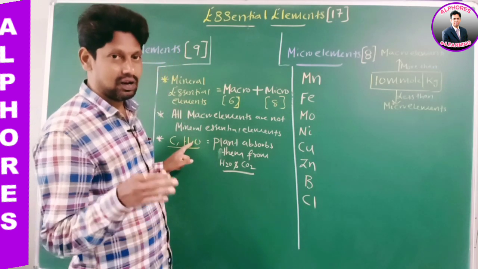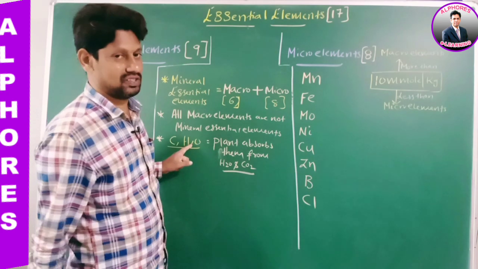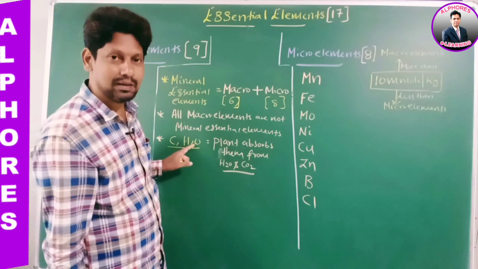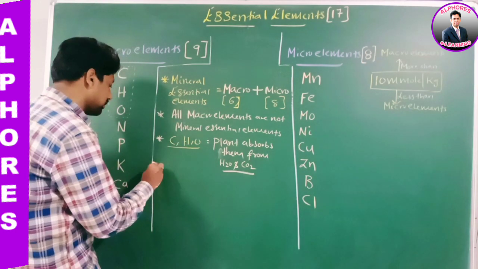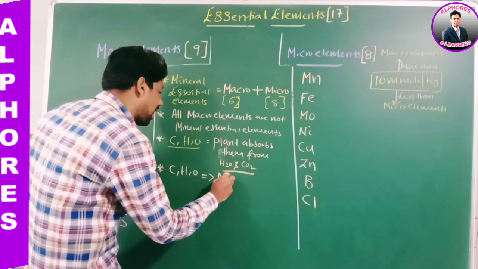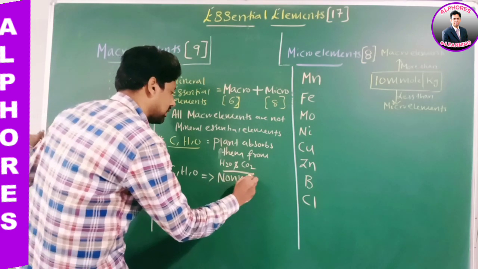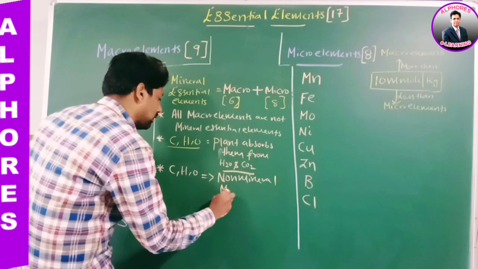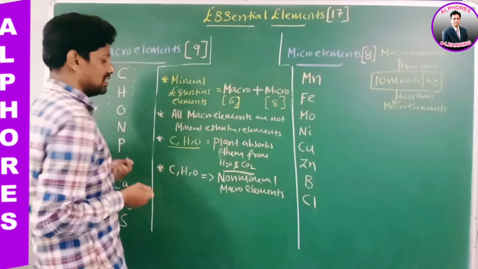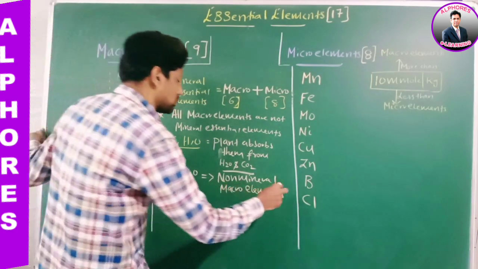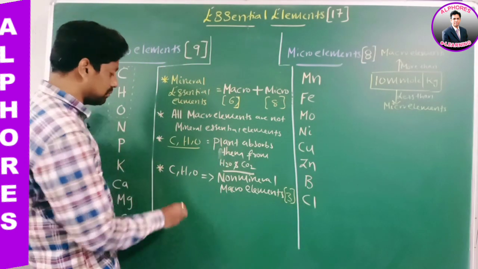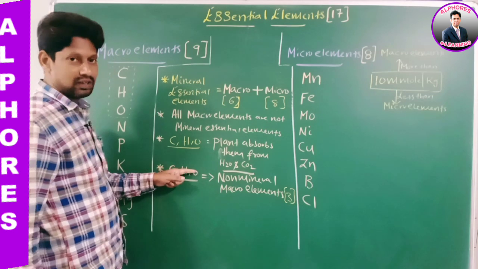No. They are non-mineral elements, but they are macro elements. Sir, these carbon, hydrogen and oxygen, no doubt they are macro elements, but are they mineral elements? No. Therefore, carbon, hydrogen, oxygen, these three are non-mineral macro elements. Sir, non-mineral macro elements, what in number? 3. What are they? Carbon, hydrogen, oxygen.